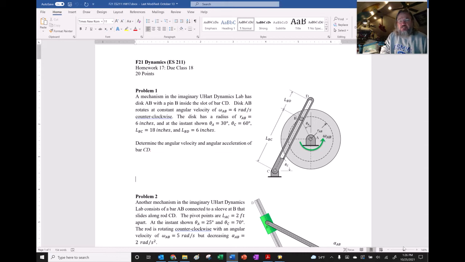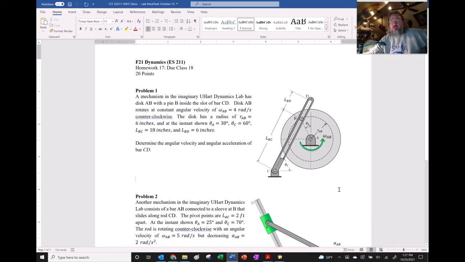And we notice that this bar with a slot in it, call it CD, has B sliding through it, and at the instant shown, it has an angle of 60 degrees. And the length between C and B at this instant is 18 inches, and the length between B and D is 6 inches. So we want to determine the angular velocity and angular acceleration of bar CD.